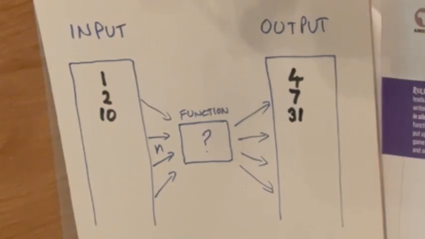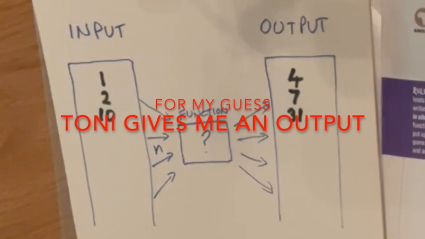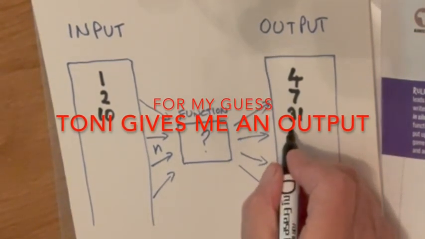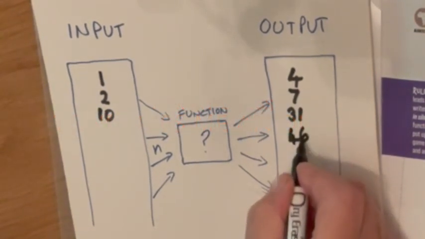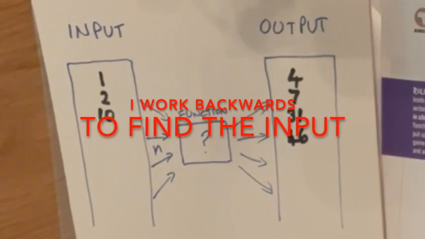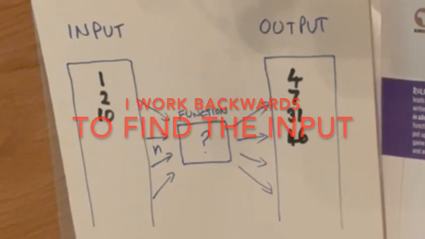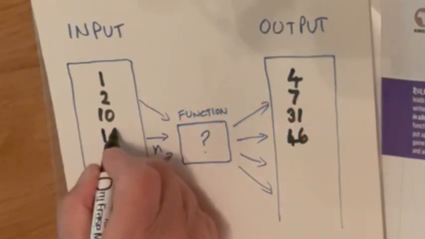Ooh, I think I've got a guess. All right, I will give you an output. And you have to give me the input. Okay. Ooh, right. I think I've got to get it right. Oh dear. Is the input 15? Yes, well done.